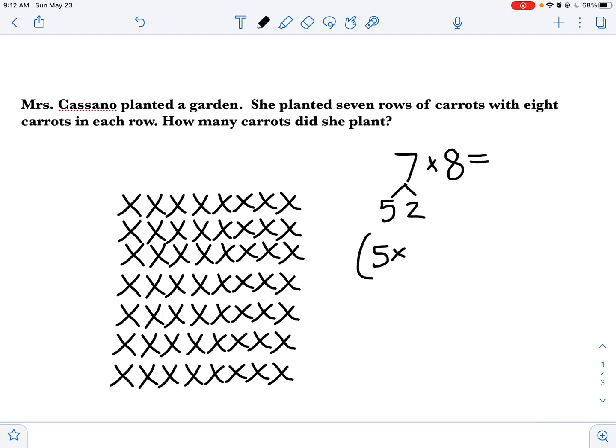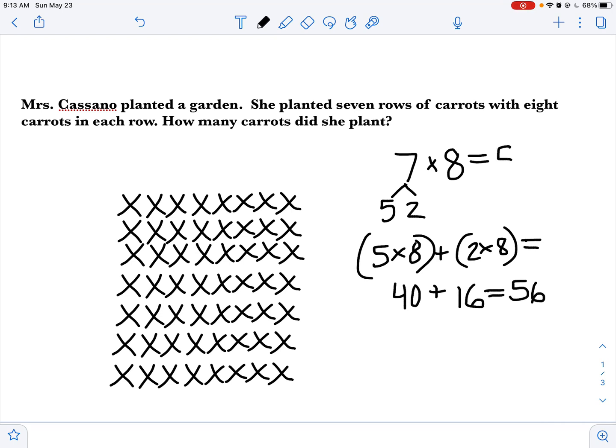maybe saying, well, 7 is made up of a 5 and a 2. So if I do 5 times 8 plus 2 times 8, and I know 5 times 8 is 40. We did that in the other example, well, the last lesson. And 2 times 8 is 16.